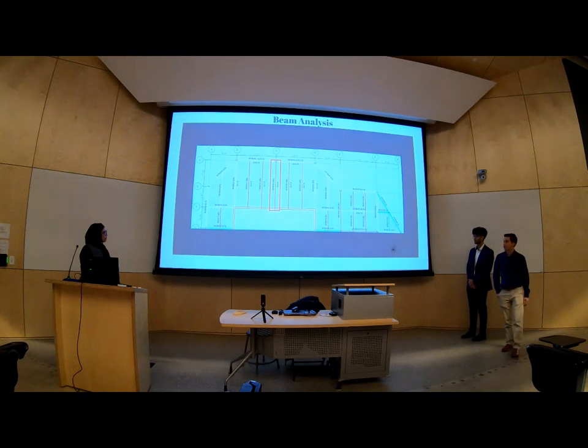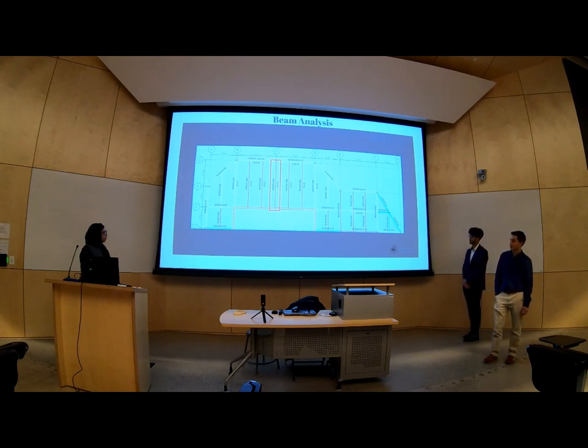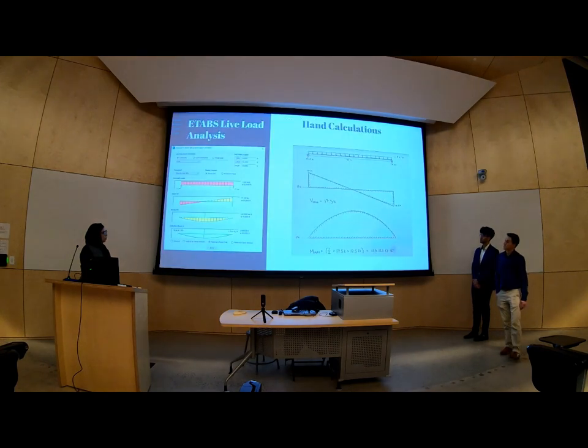So for our beam analysis, we chose to do a centralized beam, which was a W16x31. It is composed of 36 studs and has a camber of 1.5 inches. For our live load analysis, on the left side of the screen, this is the information that ETABS provided.